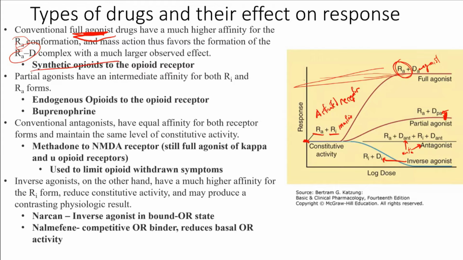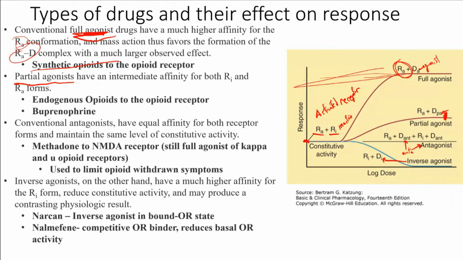But for some drugs, you might want the full response. Not many, but some drugs you might. Anyway, we'll talk about that when we get there. So that's full agonist. Then let's talk about partial agonists. A partial agonist has an intermediate affinity for both the inactive and active forms. Basically, they're going to cause activation of the receptors, but not at a high enough level that it's 100% activation. It'll cause an intermediate response.